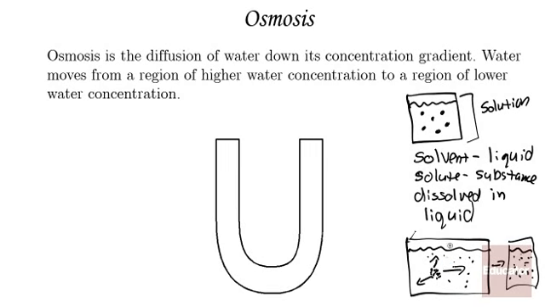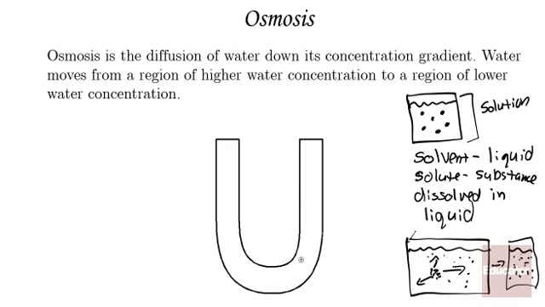So diffusion, again, is the movement of a substance from a region of higher concentration to a region of lower concentration. Now let's apply that to water. Water can do the same thing. Osmosis is the diffusion of water down its concentration gradient. So water is going to have a tendency to move from an area of high water concentration to an area of low water concentration. So it's going to move down its concentration gradient from a region of higher concentration to a region of lower concentration.